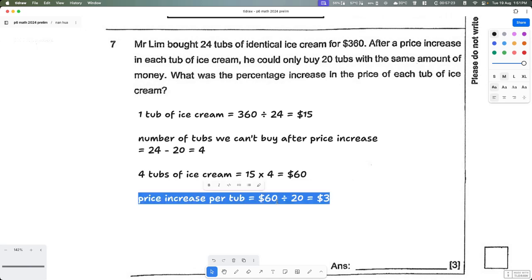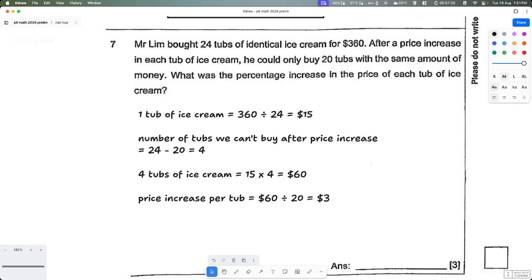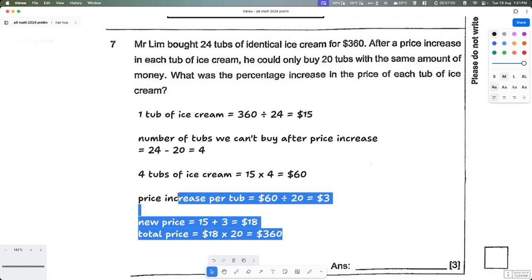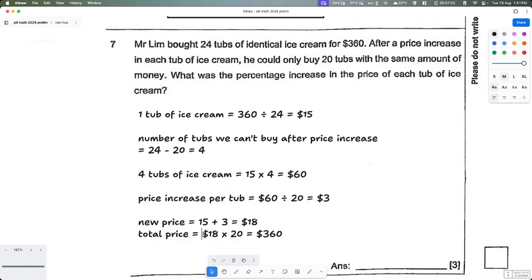So why do we do these calculations? Because, right, if I were to do the new price, 15 plus 3 is equal to $18, correct? And then since we know the total price is 360, if we have total price equal to $18 times 20, this will give us $360. So this all makes sense, right? Total price is equal to $18 new price times 20 tubs, 360.